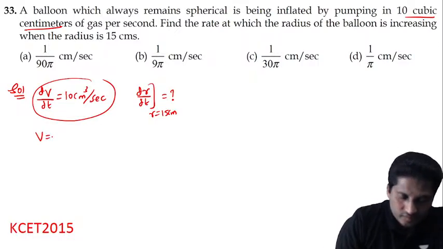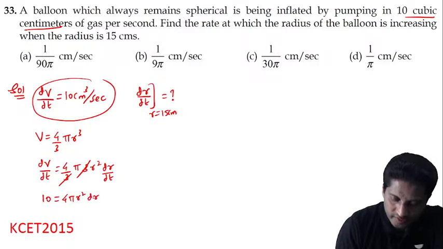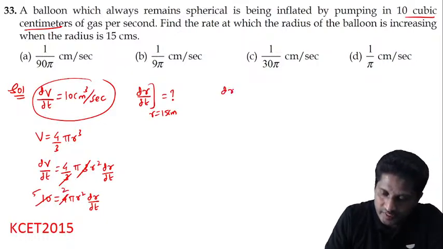Volume of a sphere is 4 by 3 pi r cube. Now if I differentiate, dv by dt is equal to 4 by 3 into pi, which is a constant, into differentiation of r cube, which is 3r square into dr by dt. I'm going to cancel this 3 and 3. dv by dt is 10, equal to 4 pi r square into dr by dt. This will be 5, this will be 2. Now dr by dt is equal to 5 divided by 2 pi r square.